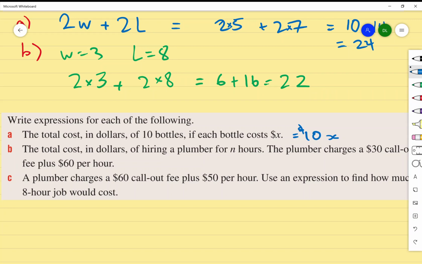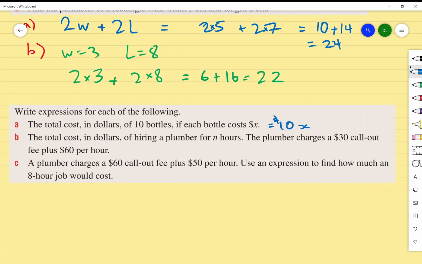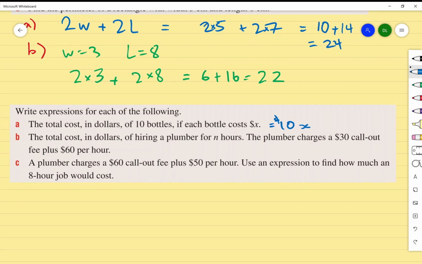Okay. For B, this is where it gets to be a little bit more practical. Now the total cost in dollars of hiring a plumber for N hours. Now I don't know if you guys know this, but a lot of the time, tradies will come to your house for a certain fee. So for example, they call it a call-out fee. They might charge $50 or whatever it is to come to your house and take a look. And then for every hour they work, maybe it's a big job, maybe it's a small job, whatever it is, they add a certain amount. So that's like an hourly wage, just like you would at most jobs.